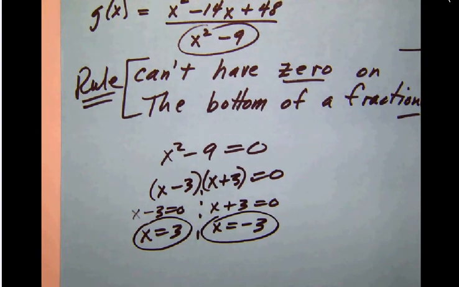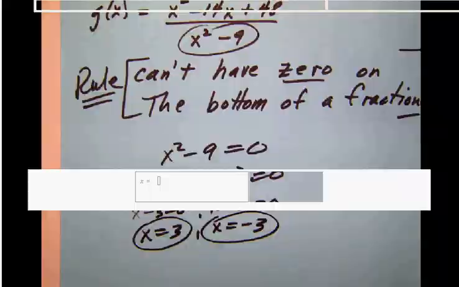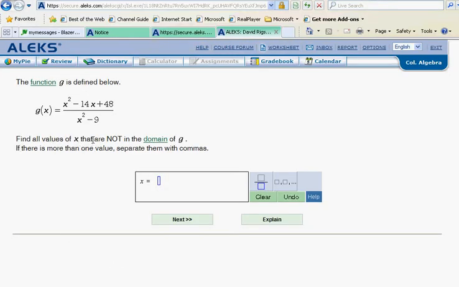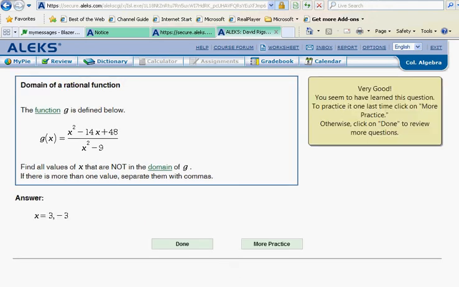So let's go over now and see what ALEKS wants from this. They say, find all the values of x that are not in the domain and separate them with commas. So it's like, okay, that's got to be 3 and negative 3. Let's check that. And we are good to go.